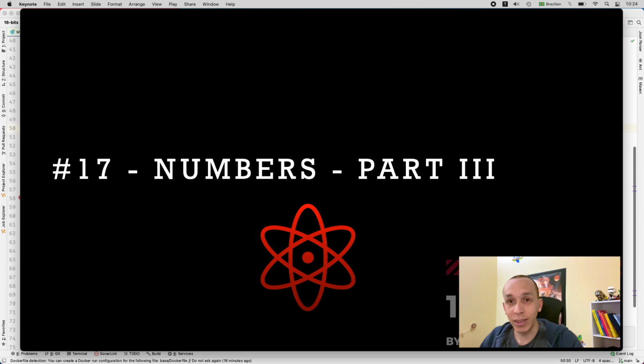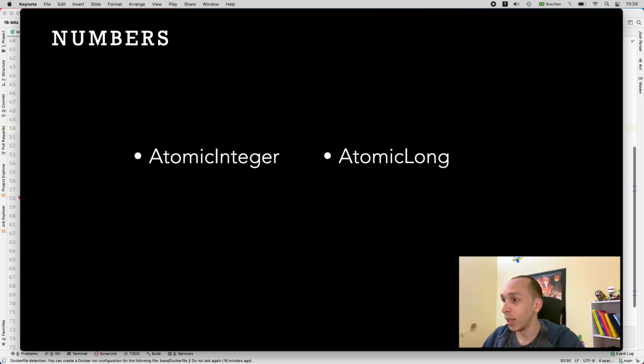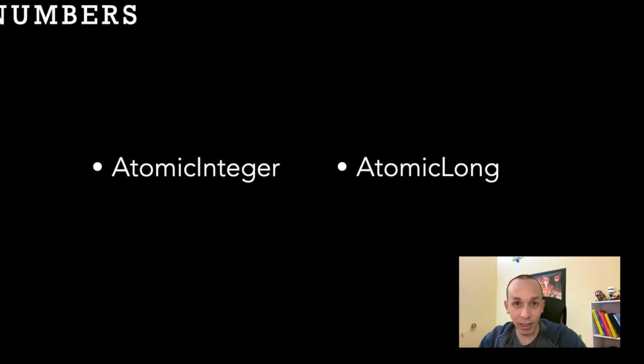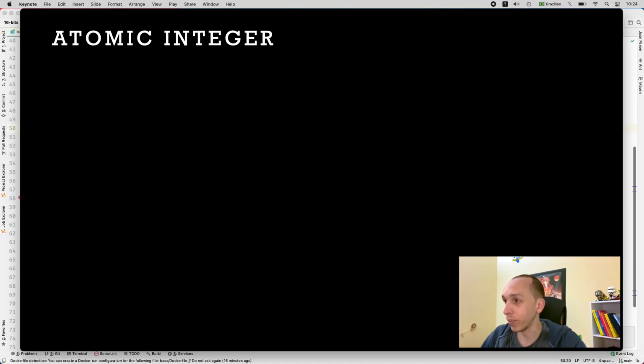So this is the content for today. You have to remember AtomicLong and AtomicInteger. We have only two types. There is no AtomicShort or AtomicByte or AtomicDouble. It's just AtomicInteger and AtomicLong.